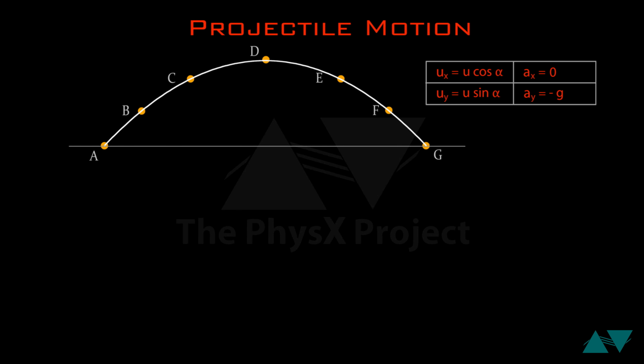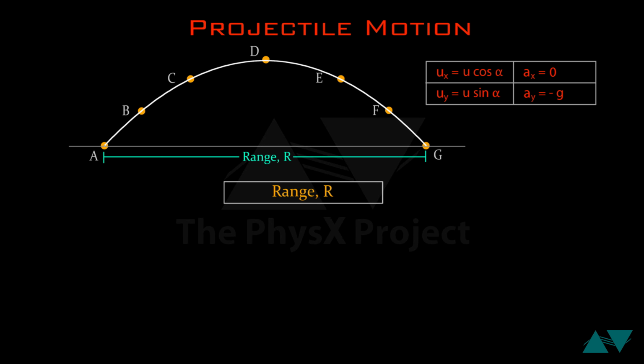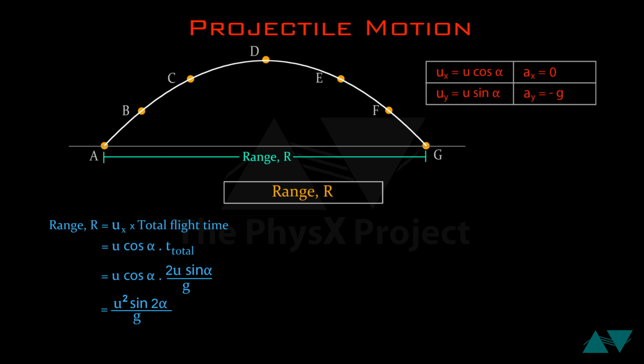Now we are going to derive the equation for range. Range is the horizontal distance an object travels before hitting the ground. So that's the distance AG in the diagram. Range is the product of the horizontal velocity component and total flight time, as there is no acceleration or deceleration involved for horizontal motion. We know from the table that Ux equals u cos alpha, and we just derived that T total equals 2u sin alpha over g. So range equals u squared sin 2 alpha over g, as 2 sin alpha cos alpha equals sin 2 alpha according to trigonometry.